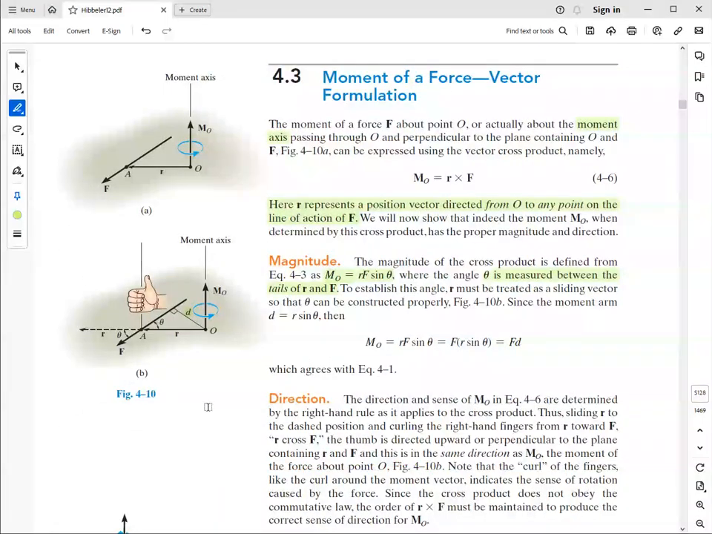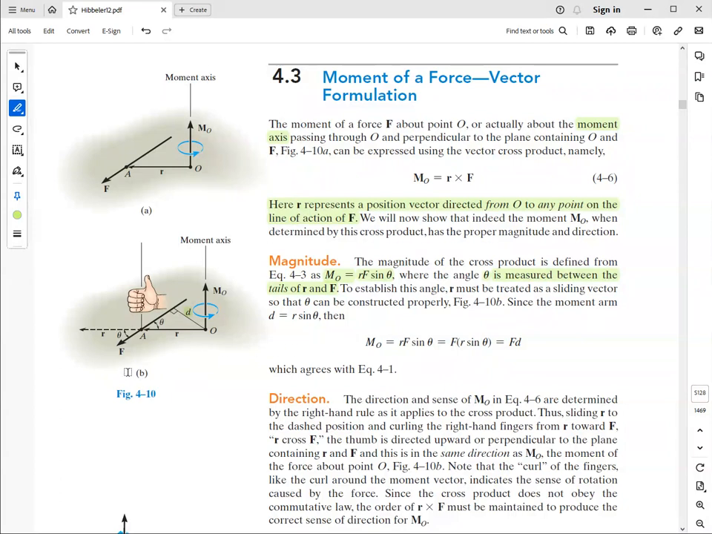Right? So then you measure the angle between R and F as you place them tail to tail. This is an oriented angle. I don't know why they show a double arrow. So it goes from R to F, and that angle also gives the direction of the moment, or you use the right-hand rule.